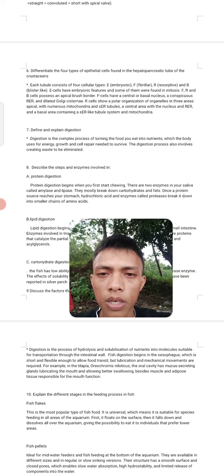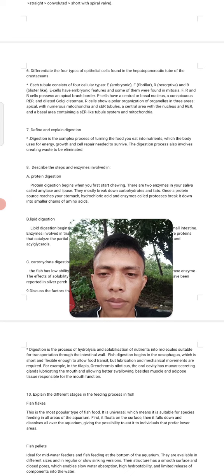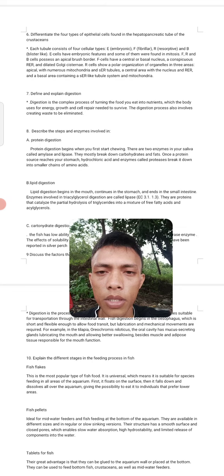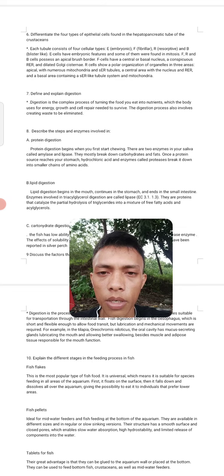Number 8. Describe the steps of the enzymes involved. A. Protein digestion. Protein digestion begins when you first start chewing. There are 2 enzymes in your saliva called amylase and lipase. They mostly break down the carbohydrates and fats. Once protein reaches your stomach, hydrochloric acid and enzymes called proteases break it down into smaller chains of amino acids.